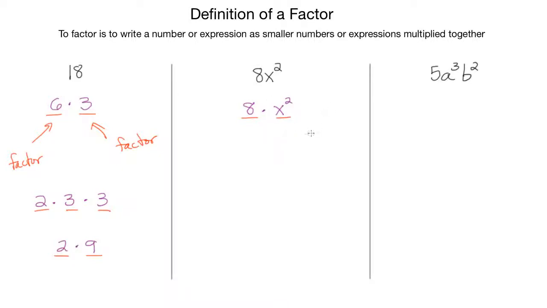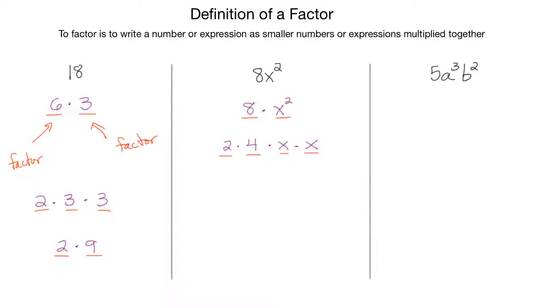I can continue to split that even more. 8 is the same as 2 times 4. X squared, I could rewrite as x times x. The x squared right there just means I have 2 x's. Well, now I've factored it into 4 things, right? 2 times 4 times x times x. These are all factors of the expression 8x squared.